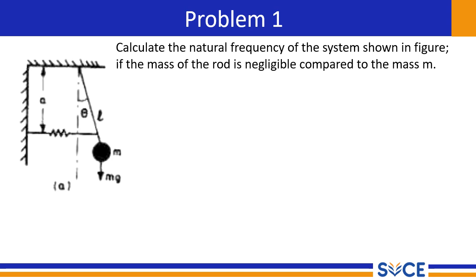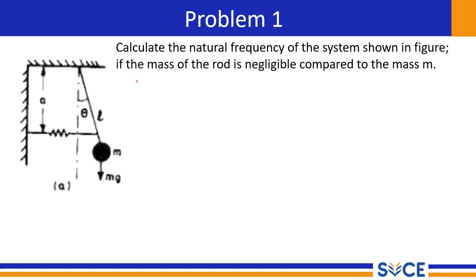Let me see an application oriented problem. In this system, we are going to calculate the natural frequency. We have to consider that the mass of the rod is negligible when compared to the mass m. Let me analyze the system. In the last slide, we calculated the force which restores the pendulum to the mean equilibrium position. Keep that in mind. So, let me go for Newton's method.